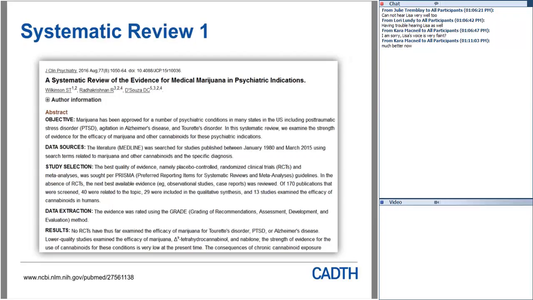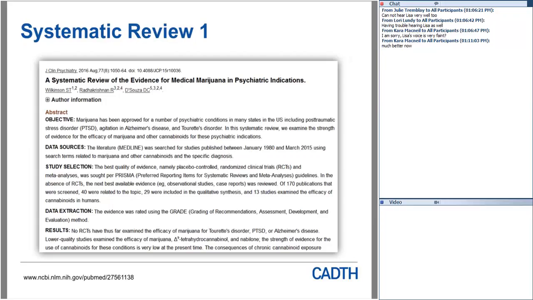So here's another study. This one's a systematic review, and so this is where people have posed a question. The question being, what is the evidence that medical marijuana can help people with psychiatric indications? They went out, they searched the world for all the evidence, and they tell us where, and they pulled the data and compiled it all into a single report.